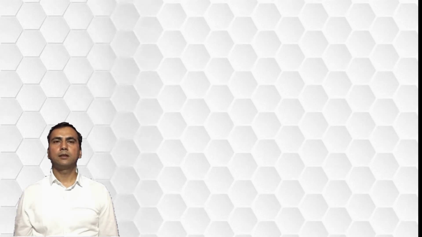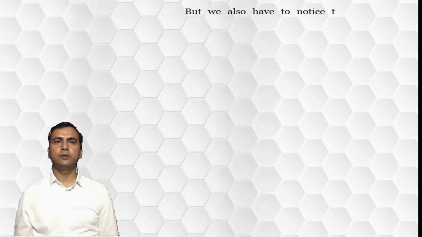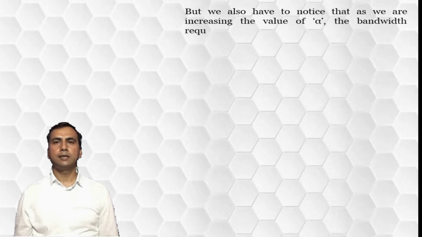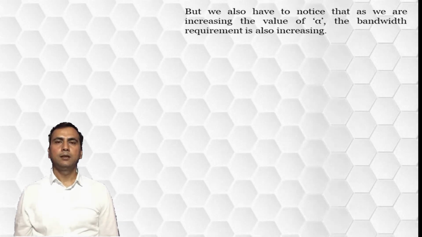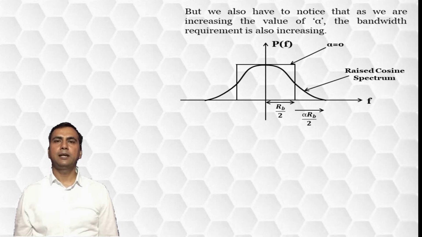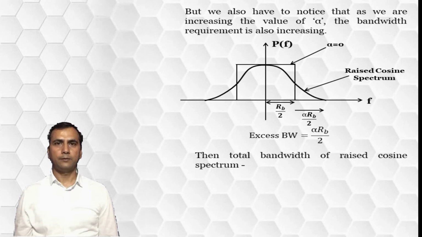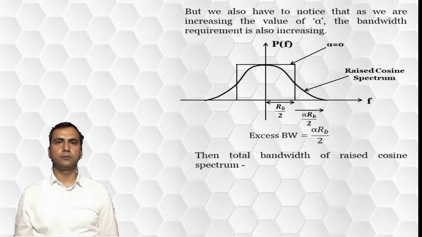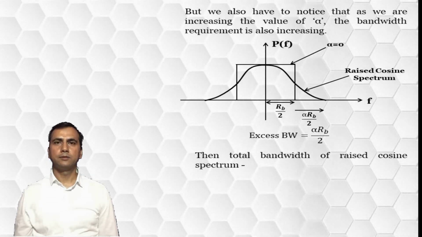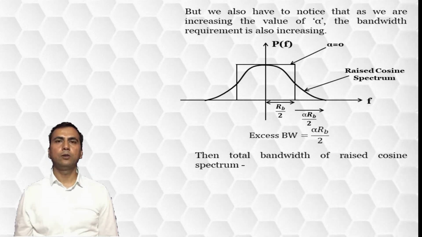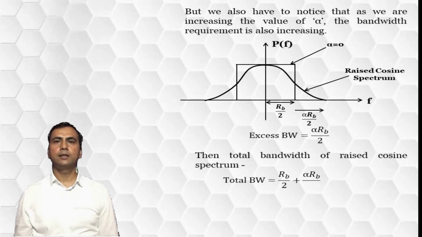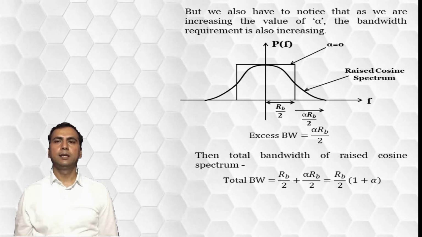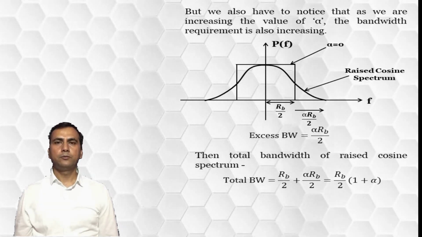But we also have to notice that as we increase the value of alpha, the bandwidth requirement is also increasing. In this case, the excess bandwidth is alpha times Rb by 2. If alpha is equal to 0, the excess bandwidth is 0, and if alpha is equal to 1, it is Rb by 2. We already know that the value of the roll-off factor alpha lies between 0 and 1 only. Then the total bandwidth of the raised cosine spectrum will be Rb by 2 into 1 plus alpha.